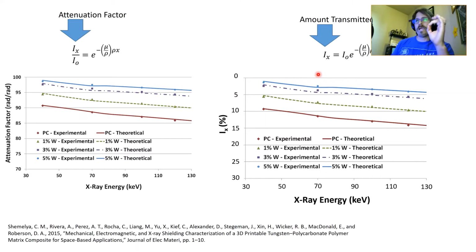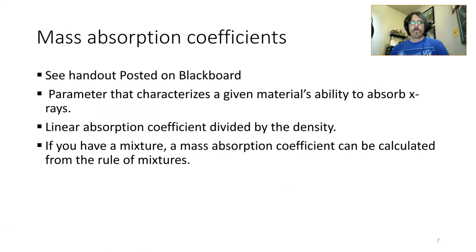So always pay attention to what's being asked, how the data is presented, and what kind of language you're using. So amount transmitted would be Ix. If they report attenuation factor, it's Ix over I naught. And we can go over a problem here very shortly.